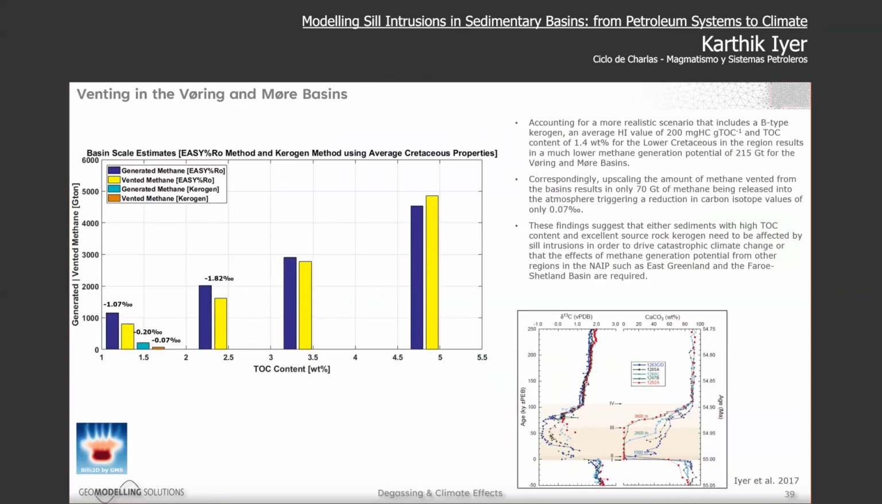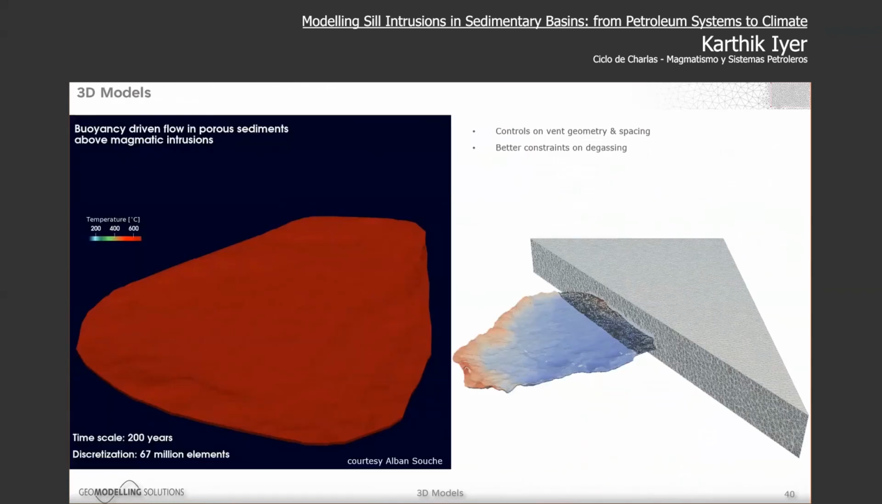Going back to quantifying vents and gases that are expelled from them, we've only been dealing with 2D models, but for more accurate estimates of what happens in a vent structure and what controls vent geometry and their spacing, we need to up our game a little bit. We need to go to 3D. That would also give us a better constraint on how much degassing occurs and how much that affects the climate. This is a 3D model. It's not quantifying anything, but it's just an illustration of what we could achieve.